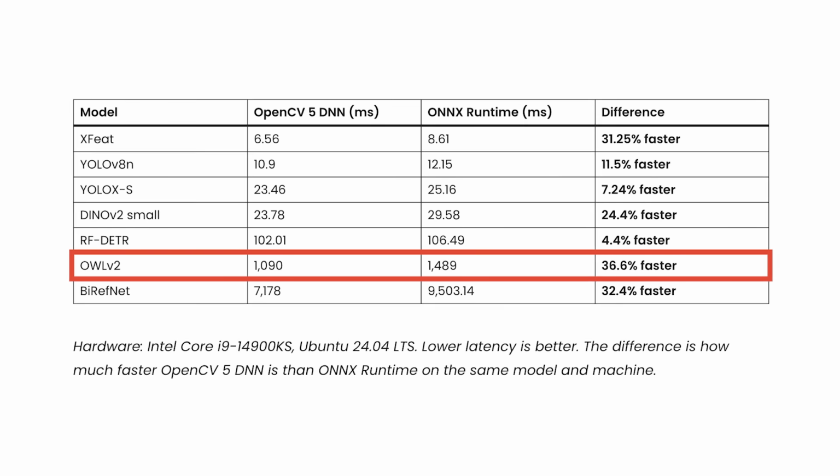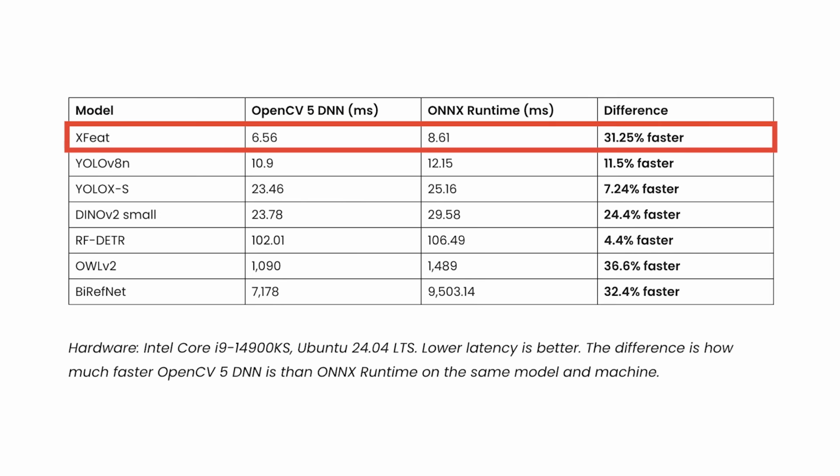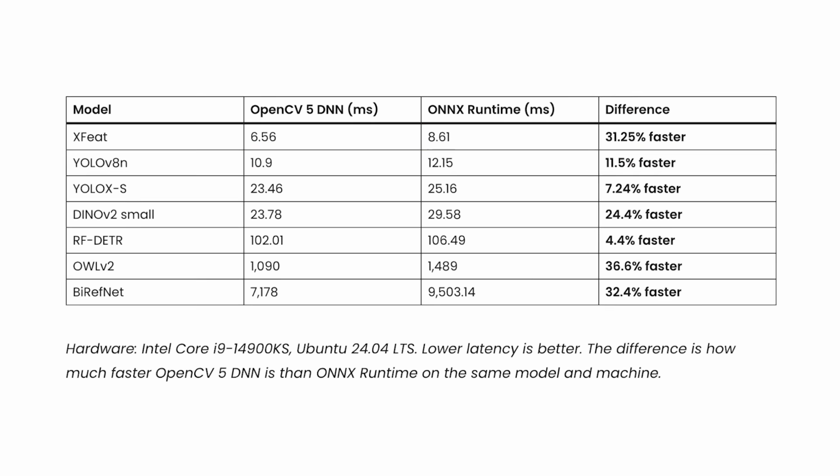And here's the impressive part. With these new changes, not only is it more compatible, but it's also very fast. OpenCV benchmarked their new engine against Microsoft's ONNX engine, and on a CPU, OpenCV 5 matched or even beat it on real models. So it was 11.5% faster than YOLO version 8, almost 37% faster than OWL version 2, and 30% faster than XFeat. Now those are OpenCV's own self-reported numbers, so take them with the usual grain of salt and benchmark your own workload. But if they are true, that is pretty impressive.